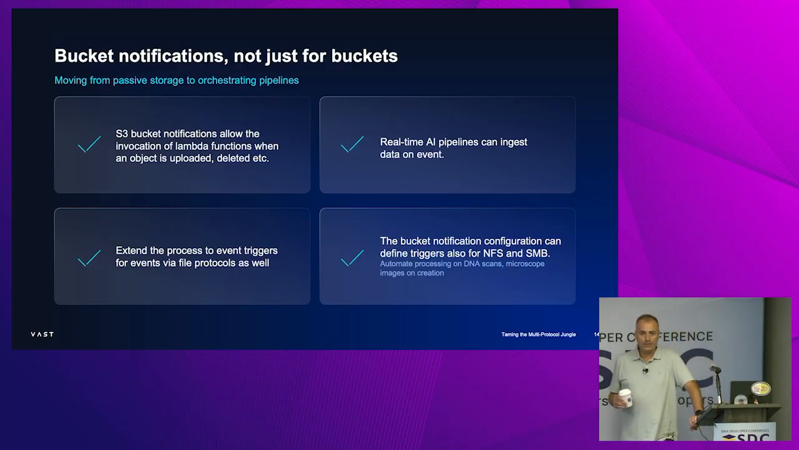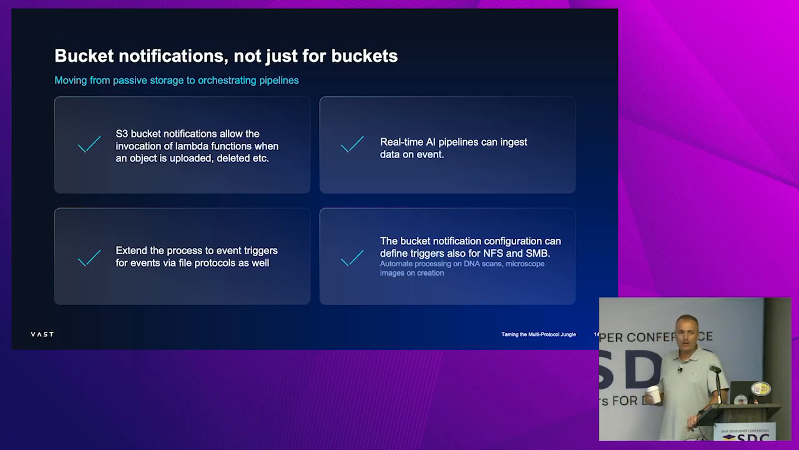Another feature is bucket notifications. So it's yet another S3 feature that you configure at the bucket level. And you define for a specific prefix and a specific S3 operation like put object, delete object. And when you put an object, this will trigger a lambda function that can do whatever you want. And this is super useful for AI pipelines that can ingest data when such event happens.